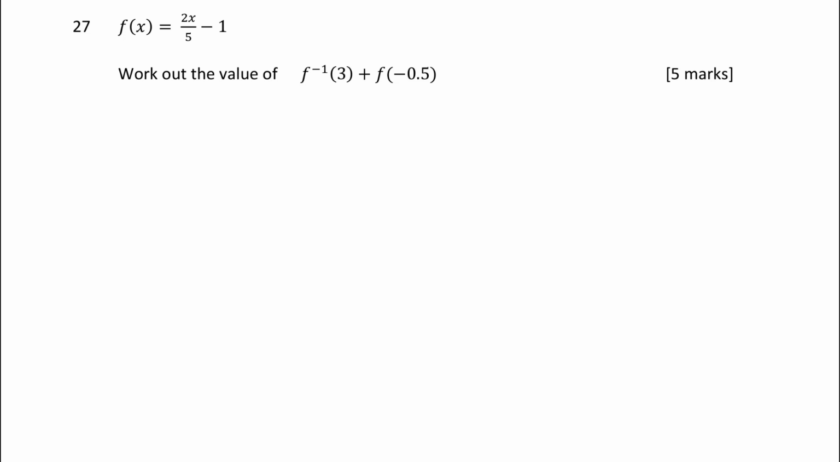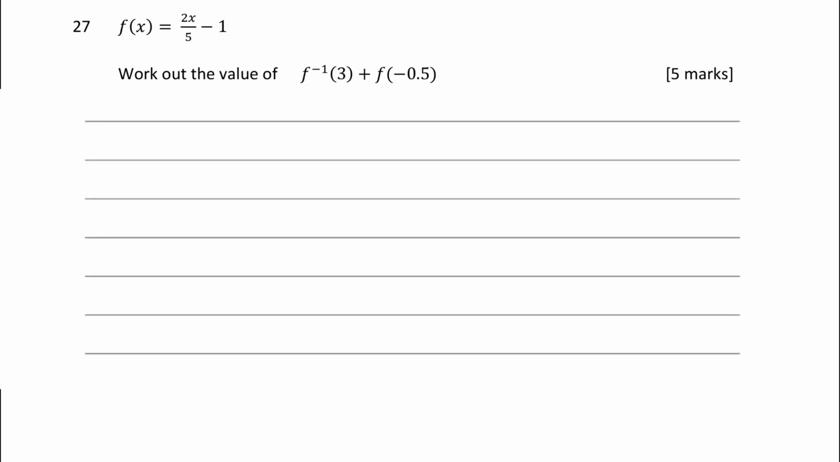Anyway, let's move on. Question 7. I've been given a function f of x is equal to 2x over 5 minus 1. Work out the value of f to the minus 1 of 3 plus f of minus 0.5. Okay, now this expression here is for the inverse function of f. Now the easiest way of finding an inverse function is taking your function f of x and rewriting it in terms of another variable. So instead of writing f of x, I'm just going to write y. So y is equal to 2x over 5 minus 1.